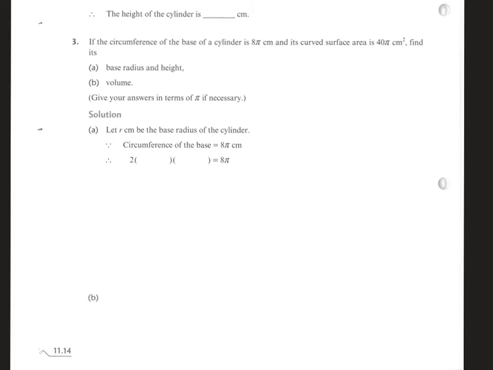Next, we jump to number 3 and take a look at the question. Now it tells you that the circumference of the base of a cylinder is 8 pi cm. That seems very terrible. And the curved surface area is 40 pi cm squared. And you have to find number 1, the base radius, and number 2, the height. So let's start from the first case first. Circumference of the base of the cylinder.